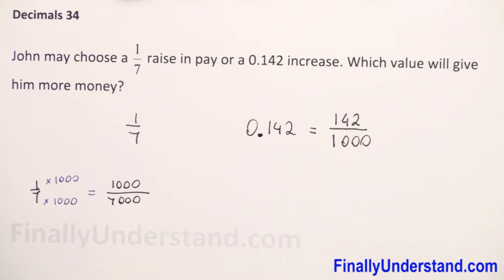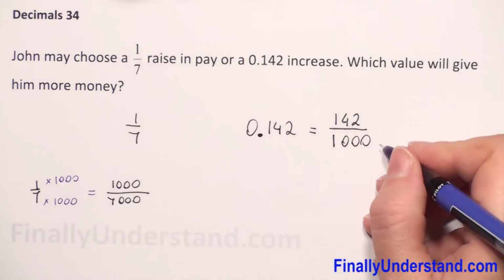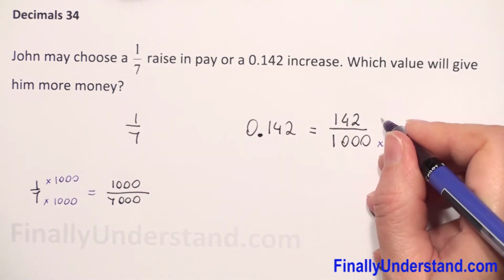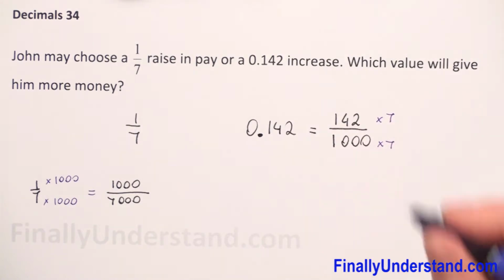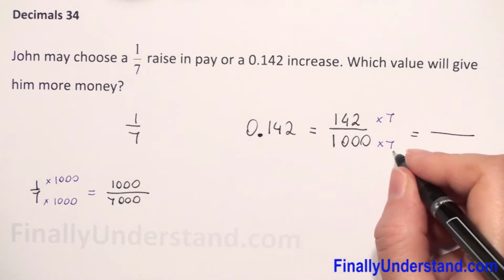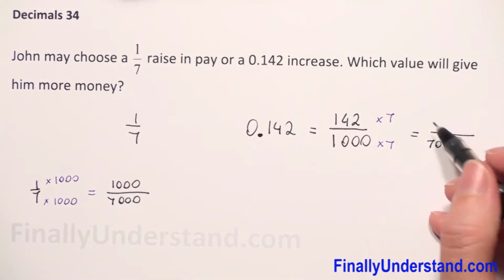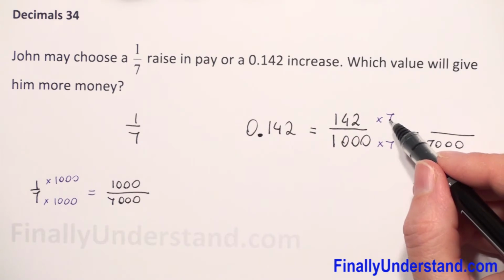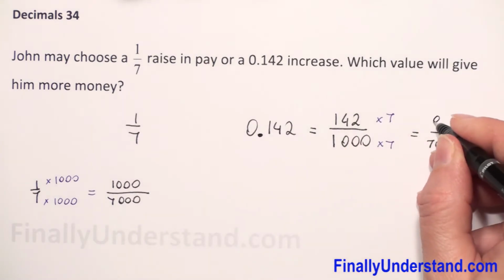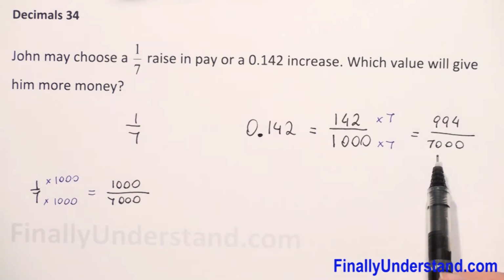In the second fraction we have 1000 only. So when I multiply the numerator and denominator by 7, I will get the same denominator. In the denominator, 1000 times 7 is 7000. And 142 times 7 is 994. So we have the same denominators.